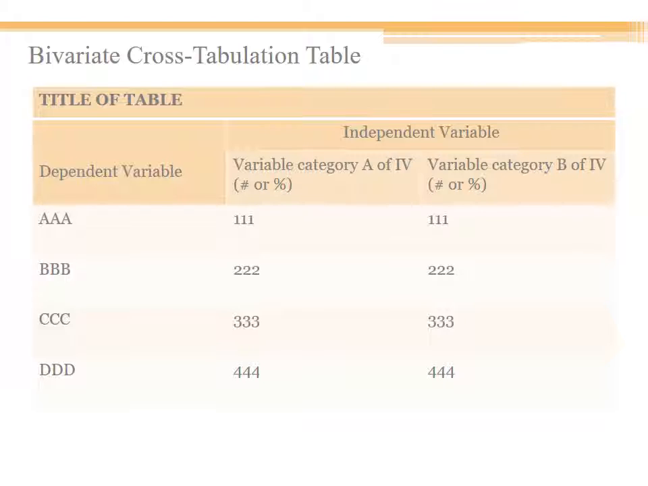This is a table that can be used as a model for your bivariate analysis. You'll see here that the dependent variable is presented in the rows and the independent variable is presented in the columns. Of course, you might have more columns depending on how many responses you have in your independent variable.